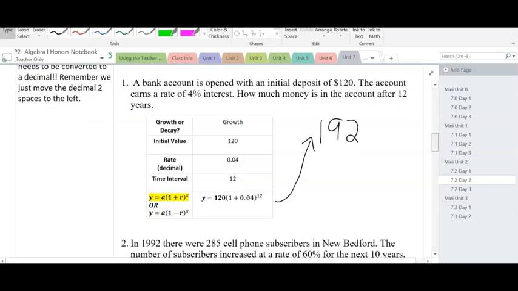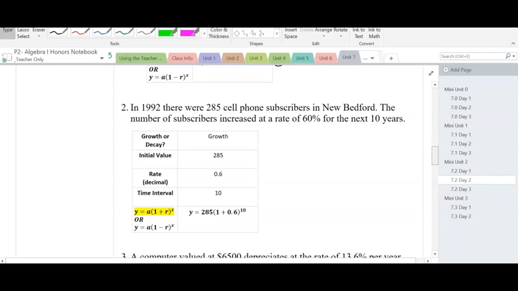So let's see, if I go down to number 2. This is from yesterday also. In 1992, there was 285 cell phone subscribers in New Bedford. The number of subscribers increased at a rate of 60% for the next 10 years. So since we're increasing, we know it's growth. Again, we filled out this table yesterday, so our initial value is 285. Our decimal rate is 0.6, and our time interval is 10. So our function is y is equal to 285 and 1 plus 0.6 in parentheses to the 10th power.